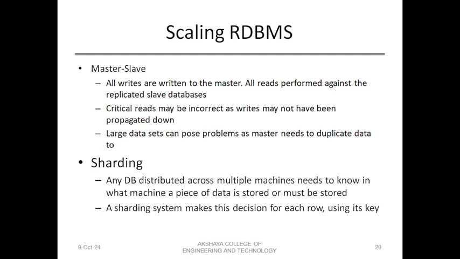And when it comes to sharding, any database distributed across multiple machines needs to know on what machine a piece of data is stored or must be stored. So we can divide the data and store it across multiple devices, but we need to maintain where the data is getting stored. A sharding system makes this decision for each row using its key.